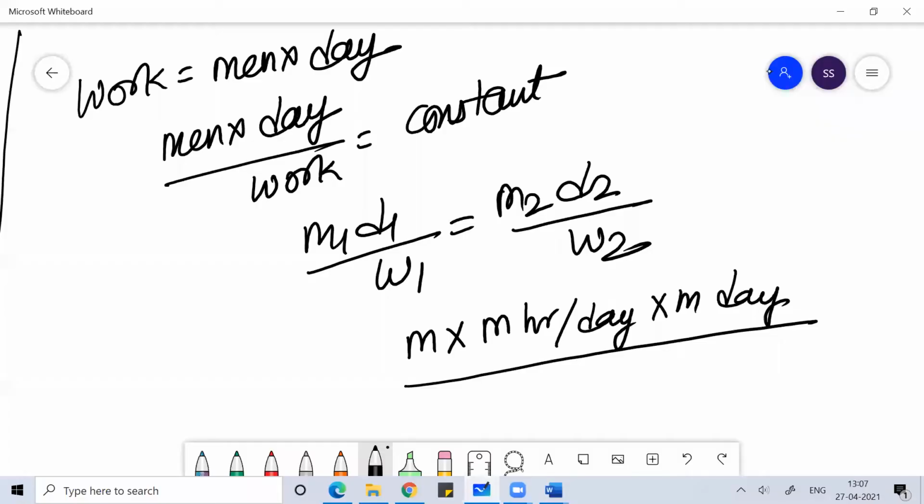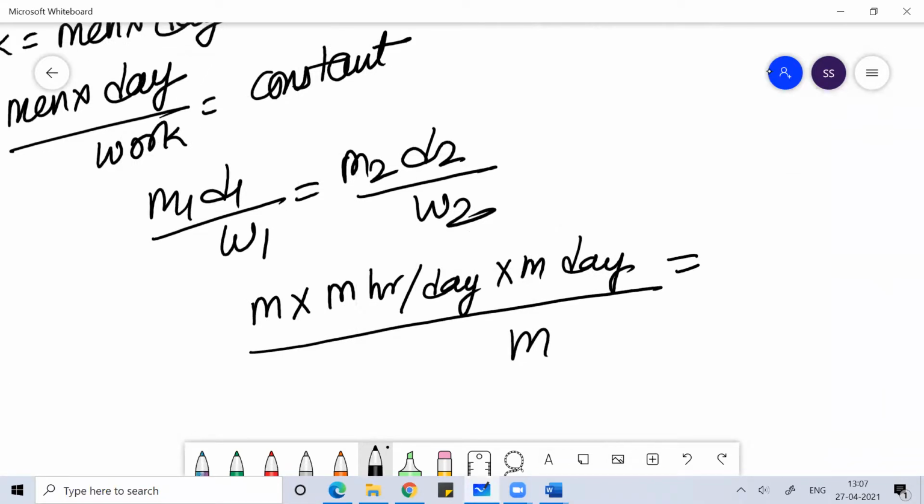So you have M men, and these M men are working M hours a day for M days. Here M means the men, D means days. Days doesn't mean the time in terms of day. Day means the time; the unit can be anything, and they are doing M units of work.